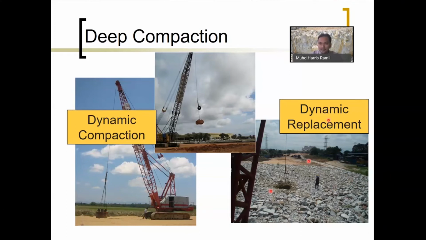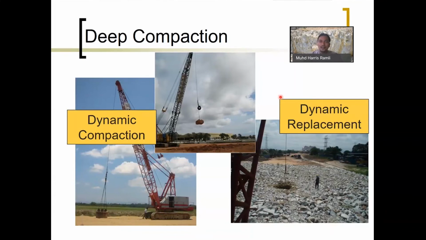Okay, dynamic replacement is a kind of method where you replace the loose soil with rocks. And of course, rock has a higher bearing capacity and does not compress like soil does. Okay, so that's actually the idea.